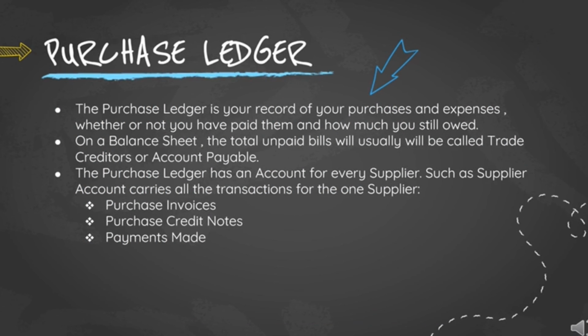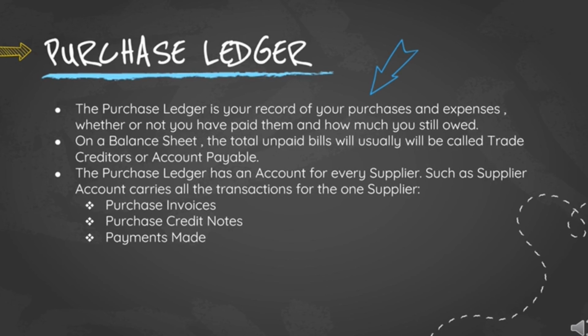Purchase ledger. Number one, the purchase ledger is your record of your purchases and expenses, whether or not you have paid them and how much you still owe. Second, on a balance sheet, the total unpaid bills will usually be called trade creditor or account payable.